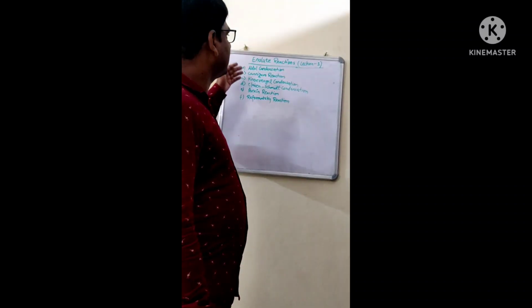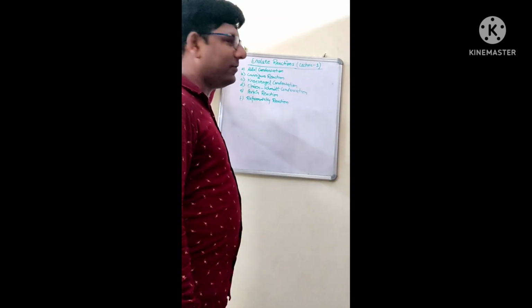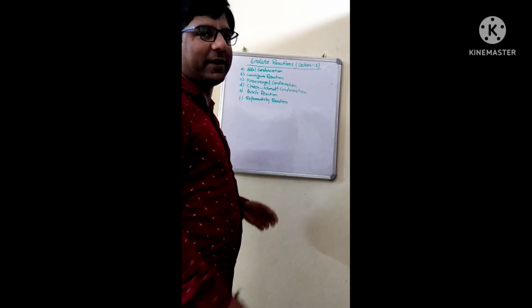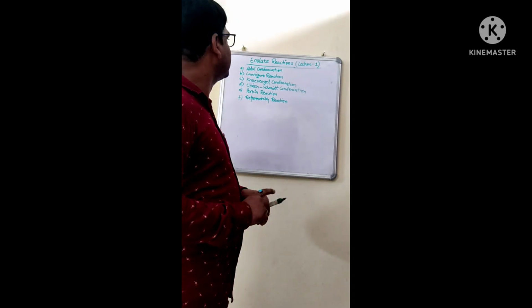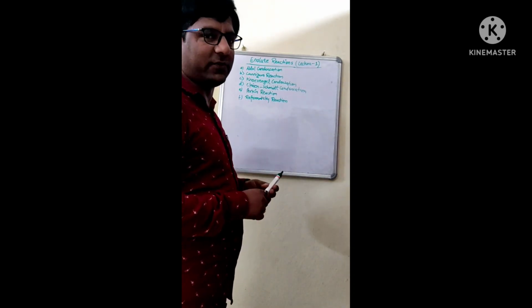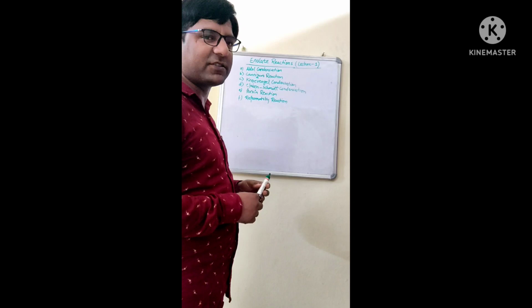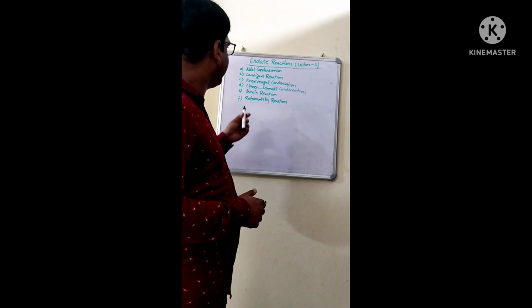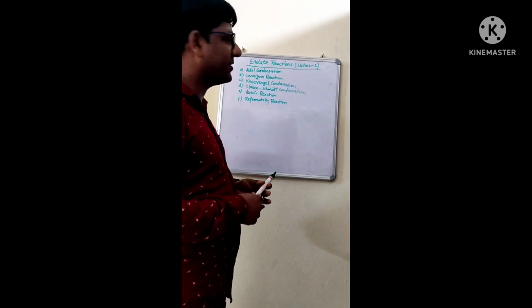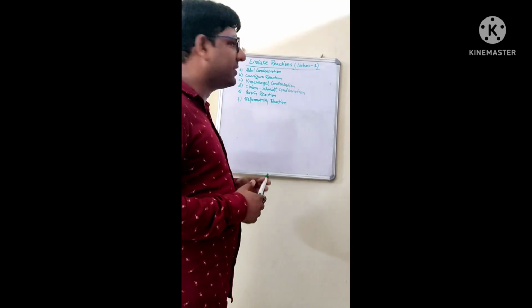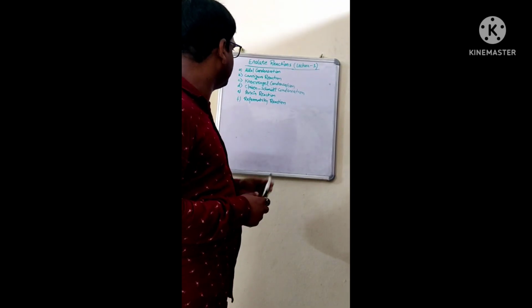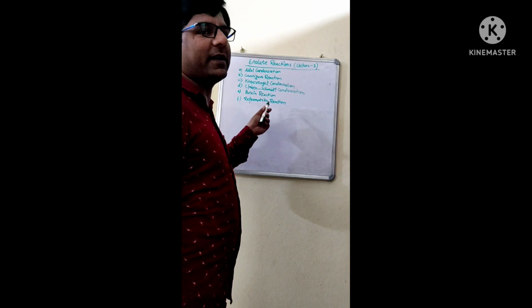In this lecture video, today is my first lecture video, I'm going to start with the name reactions. In that, I'm going to tell you about the enolate reactions first. What are the different kinds of enolate reactions? These are the types of enolate reactions. For example, the Aldol condensation, Cannizzaro reaction, Knoevenagel condensation, Claisen-Smith condensation, Perkin reaction, and the Reformatsky reaction.